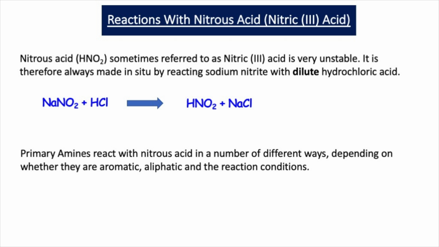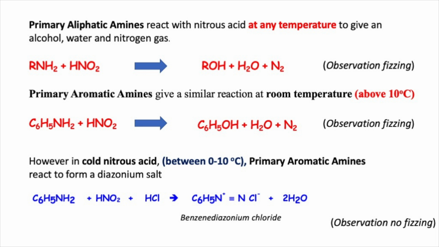Now, nitrous acid is very unstable, and therefore it has to be made in situ by reacting sodium nitrite, NaNO2, with dilute hydrochloric acid. So NaNO2 plus HCl makes HNO2 plus NaCl. Now, primary amines react with nitrous acid in a number of different ways depending on whether they are aromatic or aliphatic, and the reaction conditions involved. So now let's look at these different reactions.